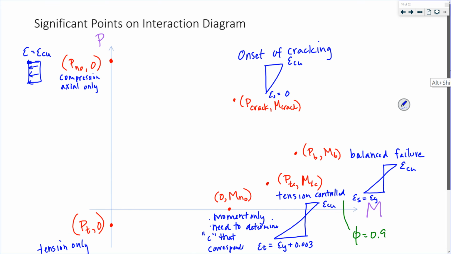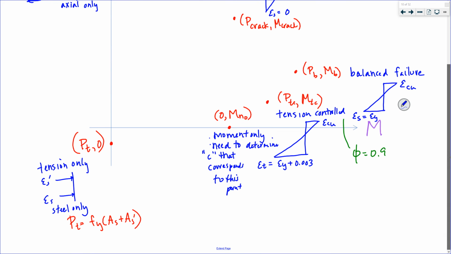We have our axial compression. Oops, hold on, I'll let you all write that down. This kind of goes here. And this goes here.